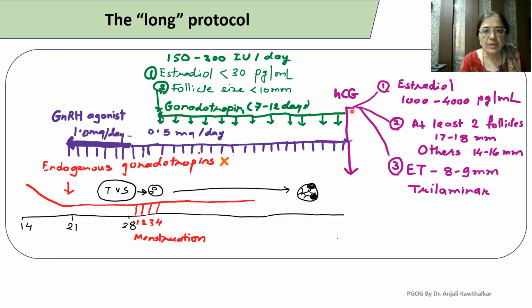and purple is for HCG. Now, when we give HCG trigger, estradiol is between 1000 to 4000 picogram per ml, at least two follicles of 17 to 18 millimeters in size, the rest of the follicles also 14 to 16 millimeters, and endometrial thickness is 8 to 9 millimeters, and it is a trilaminar endometrium. When all these three criteria are fulfilled, then HCG trigger is given with a dose of 5000 to 10,000 international units.